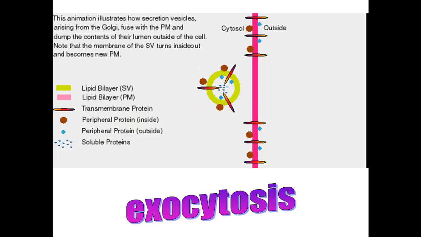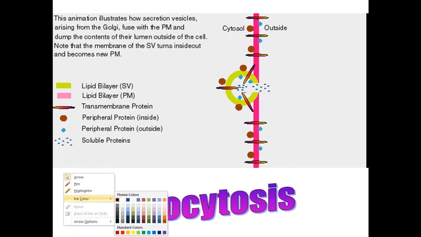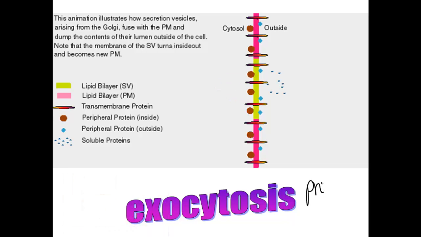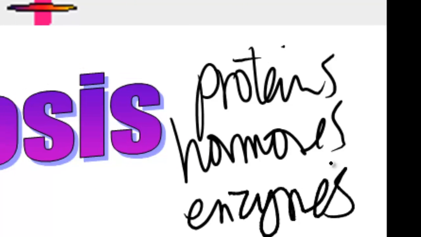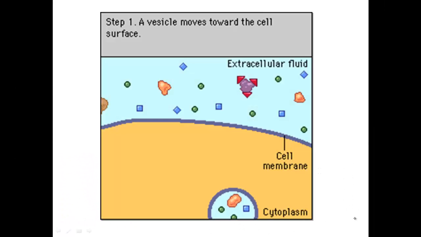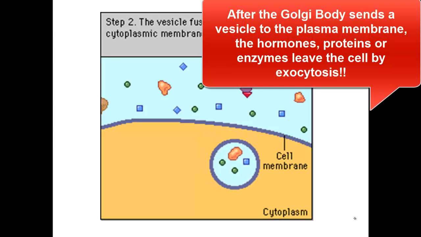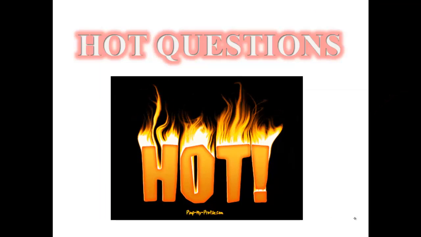Exocytosis, on the other hand, is when a vesicle fuses with the membrane and dumps its contents outside of the cell. We know a lot about this because of our discussions of the cell and how it works, and we know that the Golgi body will take proteins, hormones, enzymes that are made elsewhere in the cell, and it will send them off towards the membrane in a vesicle, and the vesicle will fuse with the membrane, and the contents will leave the cell. So make sure you come to class with all your hot questions about facilitative and active transport.